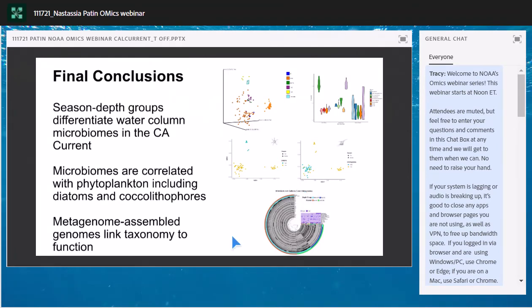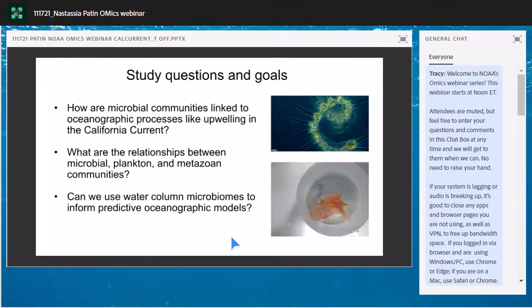So as a final conclusion, we have these seasonal depth groupings that differentiate our water column samples in the California current. We've seen that microbiomes are correlated with different phytoplankton, including diatoms and coccolithophores, some really crucial phytoplankton taxa driving processes like primary productivity. And finally, metagenomes let us link these genomes to taxonomy and link taxonomy and function within a microbe, and tell us not only who these microbes are, but what they're doing and why it might be important for the rest of the ecosystem.